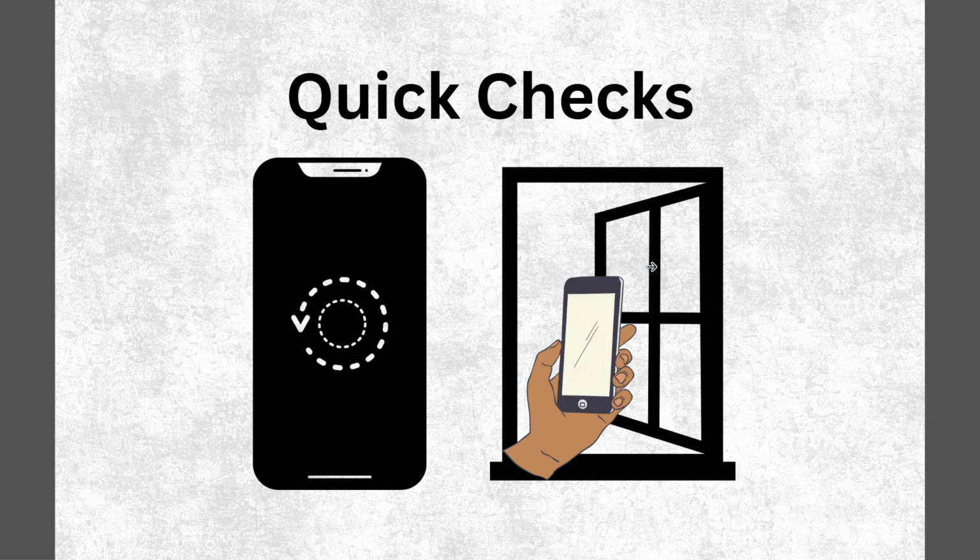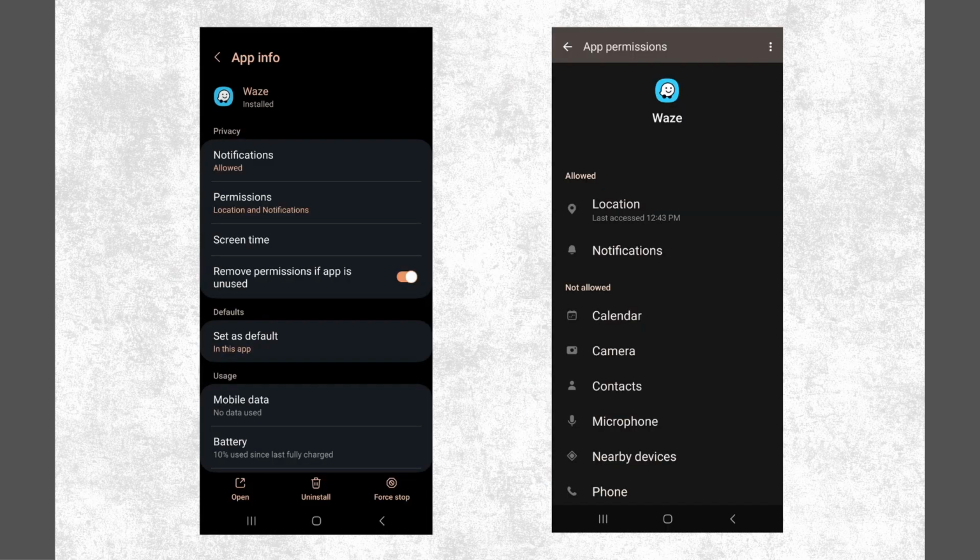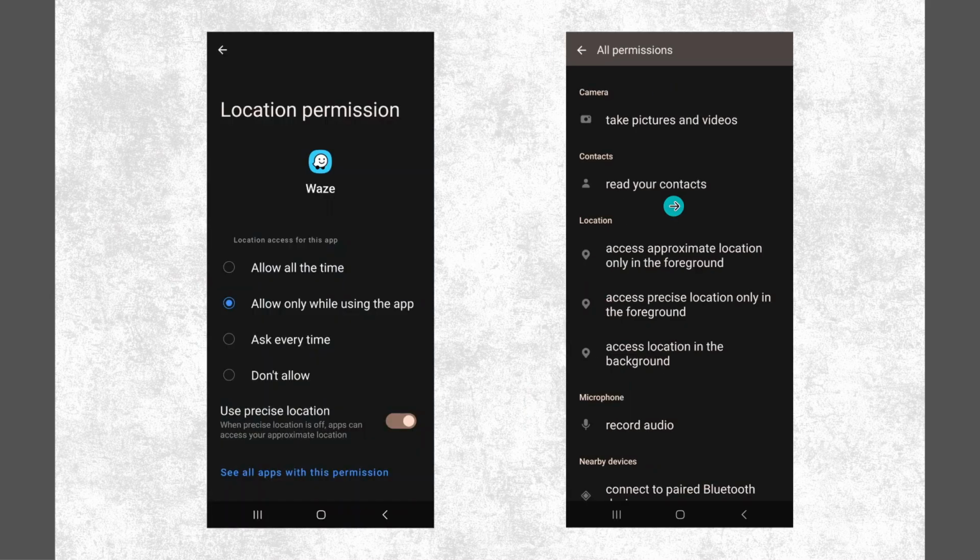Next, it's essential to check your location permissions. Ensuring these settings are accurately configured can make a significant difference. For Android users, navigate to Settings, then Location. Ensure that location is turned on. Head over to App Permissions, find Waze, and set it to allow all the time or while using the app. Furthermore, under Location Services, select High Accuracy, which utilizes GPS, Wi-Fi, and mobile networks.